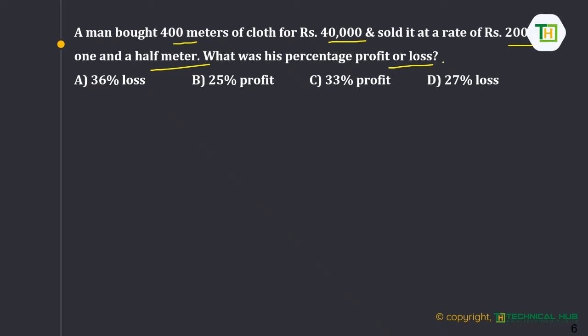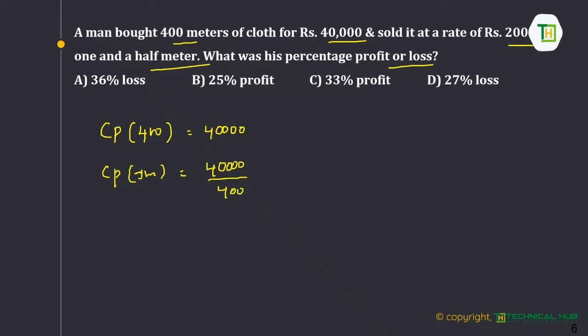Option C is given, 33 percentage. What is given here? The cost price of 400 meters of cloth is 40,000. So the cost price of 1 meter is equal to how much? 40,000 by 400. You will get 100 rupees. What is this 100? The cost price of 1 meter.